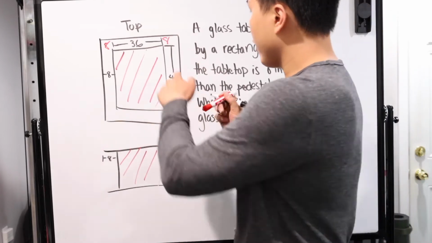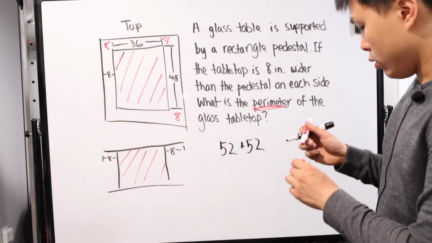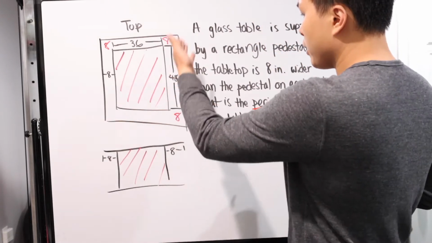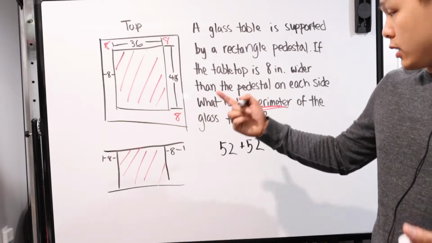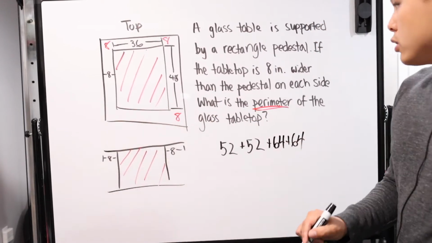We have 48, and then we have 8 up here and 8 down here as well. So in that case, it's going to be 48 plus 16. What is that? That's 64, right? So plus 64 plus 64. So there it is, right?